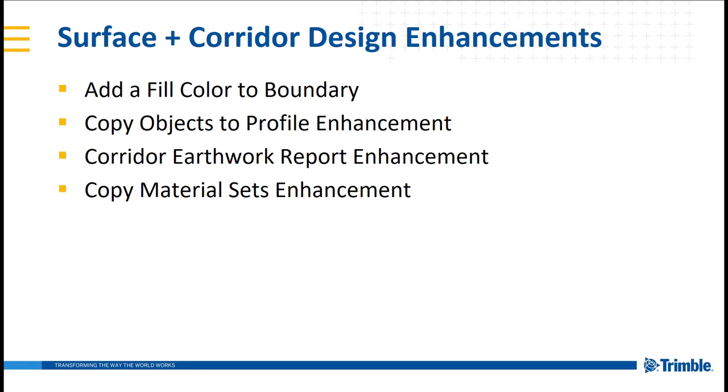An earthwork reports enhancement. When running a corridor earthworks report, you can now select multiple clipping boundaries to limit the sections of the alignment that you wish to report on. And then in the copy material sets improvement manager, you can copy material sets that you want to use in other TBC projects to an external library. Then you can copy that material set from that library into your local material and site improvement library.